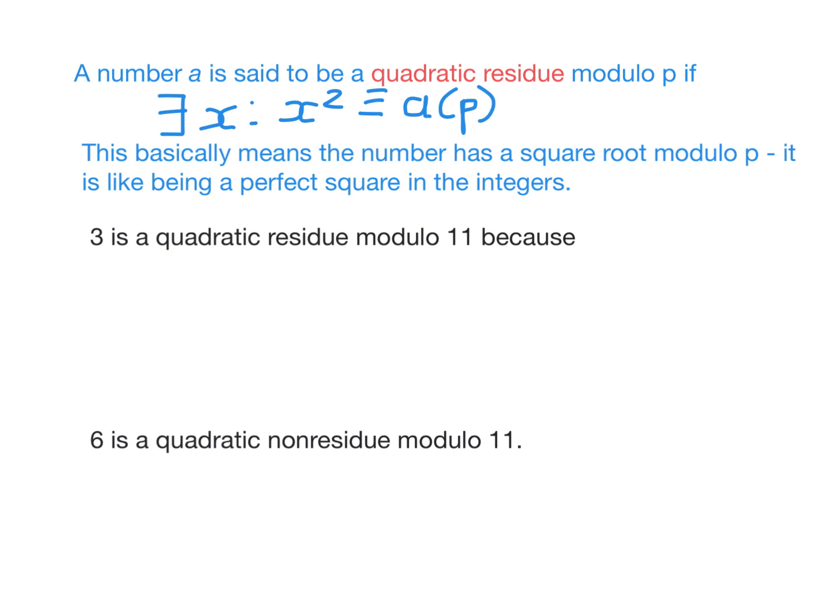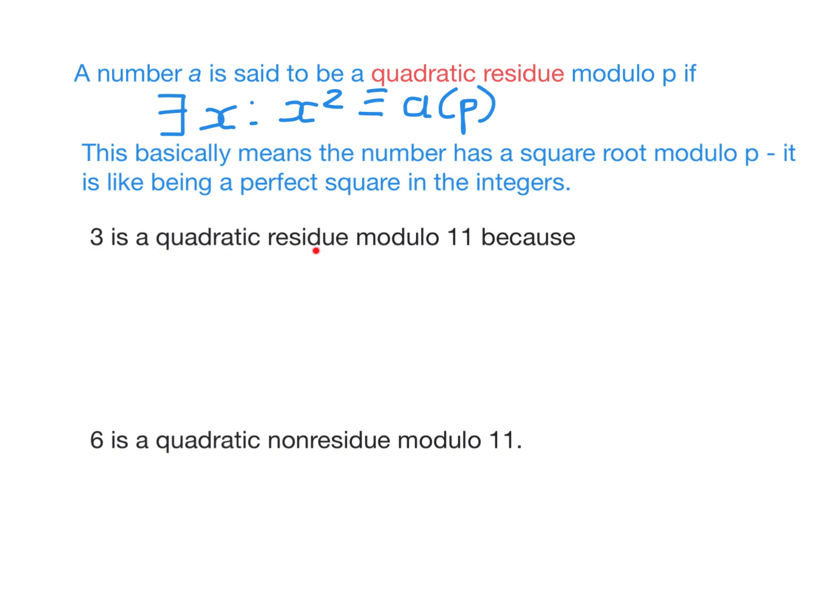A number a is a quadratic residue if there exists an x such that x squared is equivalent to a modulo p. Basically what this means is a is a perfect square modulo p, and it means that you can square root it. So let's look at some examples.